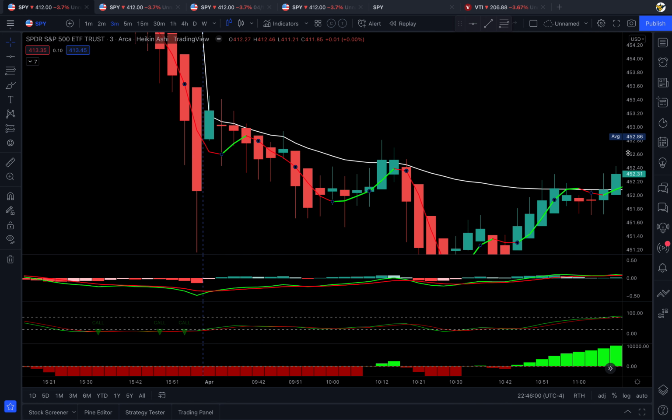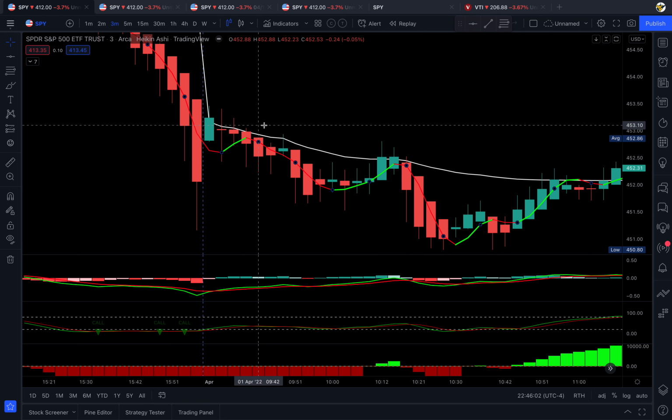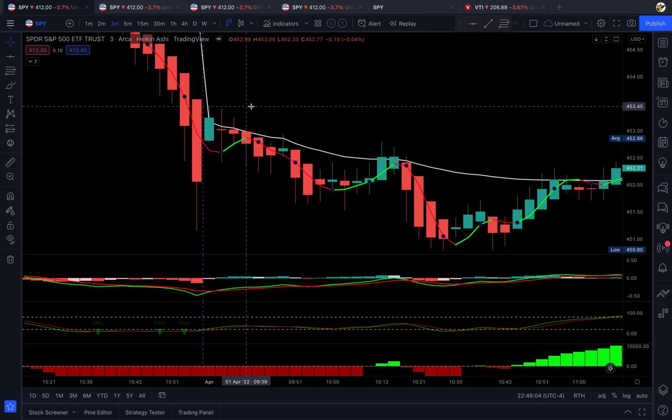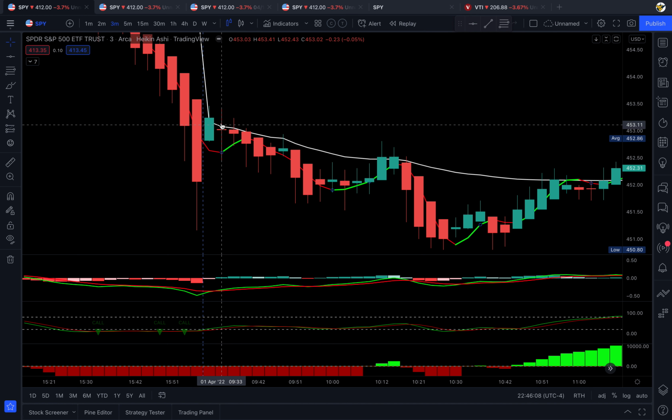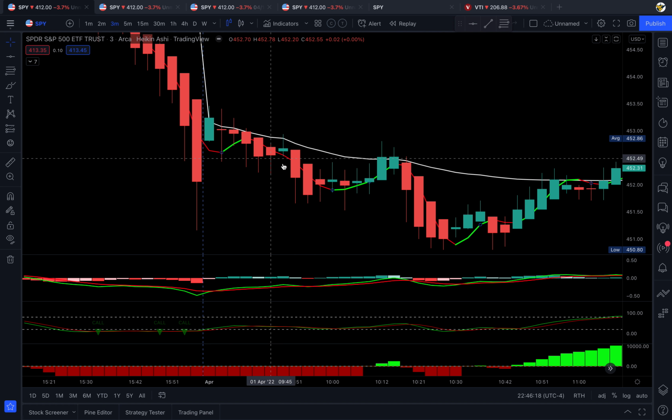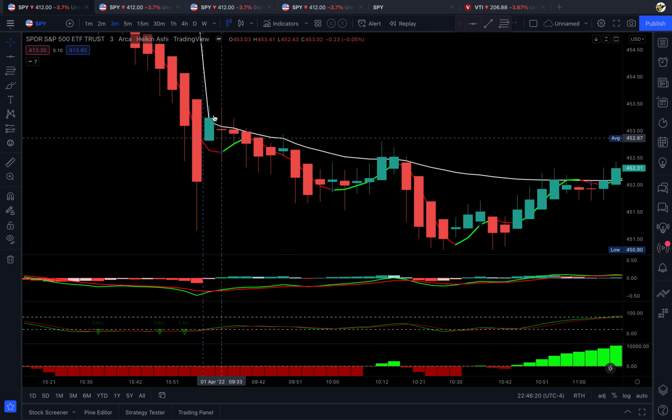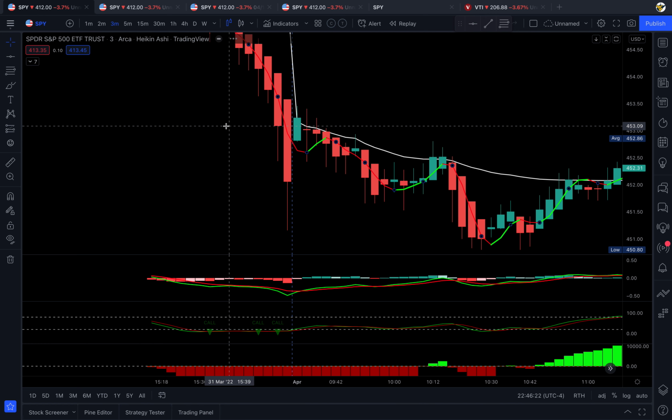On this day here, I don't think I would have got in on it, even though it would have been a gainer if you would have taken it. But that candle there, a lot of indecision on what direction it's going. But if you would have got in on that wick, it could have been a winner. I know I wouldn't have gone in on that one.